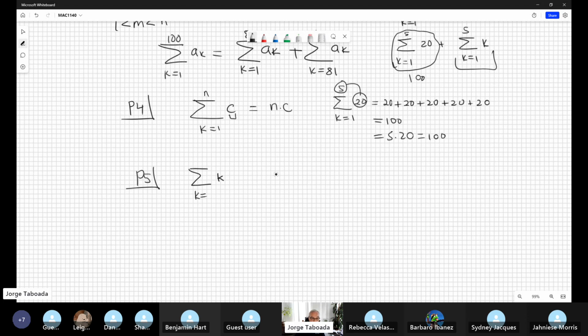from k=1 to n. Actually, this is the summation of the first n natural numbers. So say 1 plus 2 plus 3 plus 4 plus, and so on. You see that now it's not multiplication, because the multiplication was, well, it's the same, no? In this case, no, it's different.